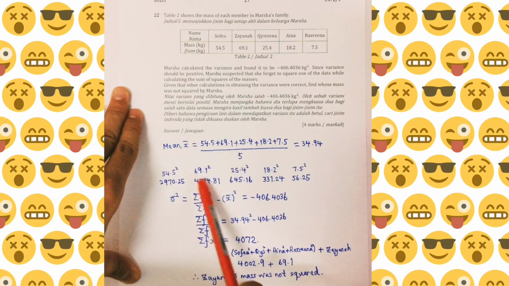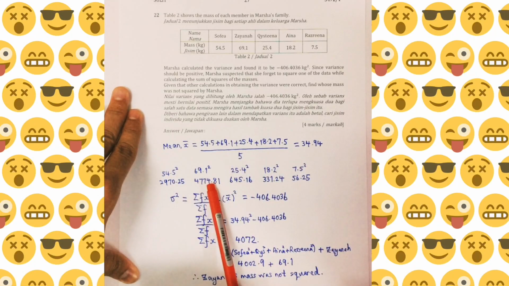Okay, looking at your sigmas, the square of each data, this value definitely cannot be counted towards this, because if you add everything, you should get 4,000.